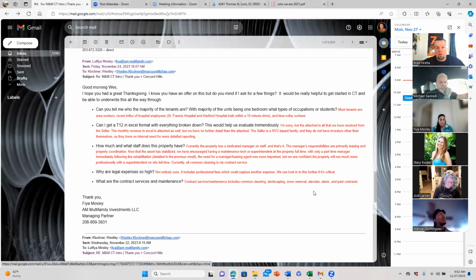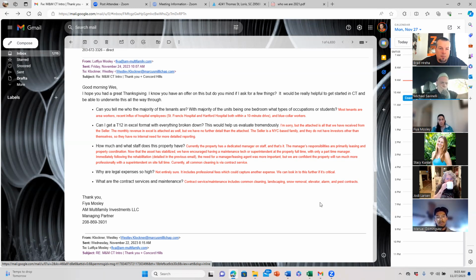So they responded back with the red. Our first question here, the majority of tenants and who they are, being that there were a lot of one bedrooms, we wanted to see what type of tenants they were. This is a very basic answer. You'll get a better sense of this once you actually get the property under contract and can talk with the current property management company and look over leases. But it says most of the tenants are area workers, obviously, a recent influx of hospital employees, and then blue collar workers. Doesn't tell us a whole lot. It's kind of the obvious, right?